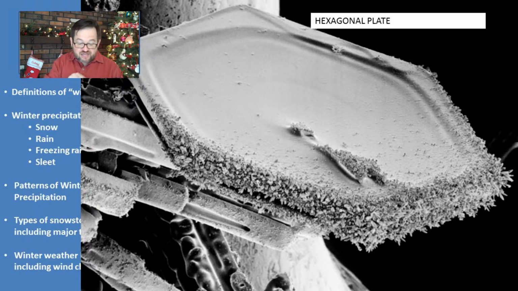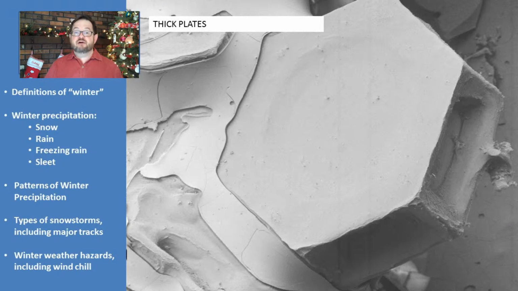That's not the thing. It's this perfect six-sided shape that's thin but wide that I want you to see here. That's called a hexagonal plate. Under a very specific range of temperatures, pressures, and humidities, when water vapor deposits into the form of an ice crystal, it makes a hexagonal plate. Or it can make another habit of ice called a thick plate.